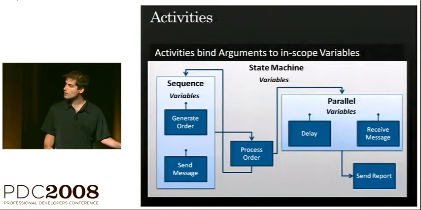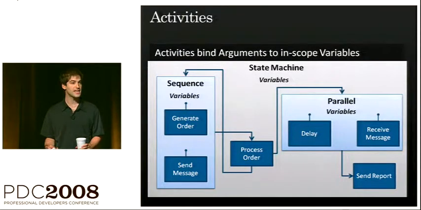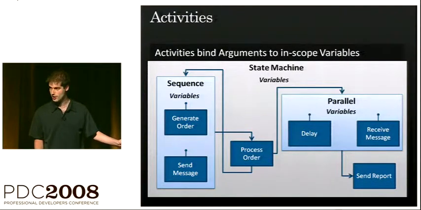Lastly, the variables and arguments of the currently executing activities define the active state of the workflow. What this means is only that state will be persisted to disk, and other state will be cleaned up as the activities finish their execution.